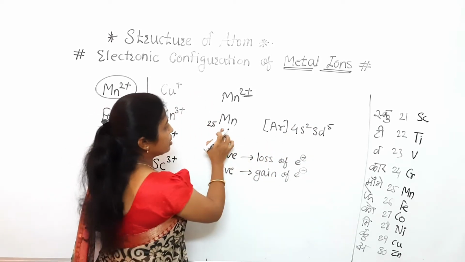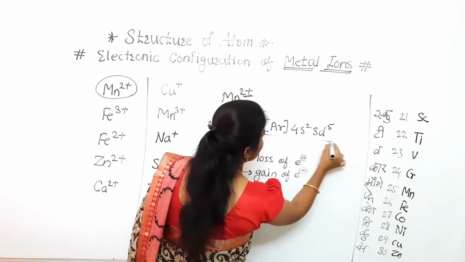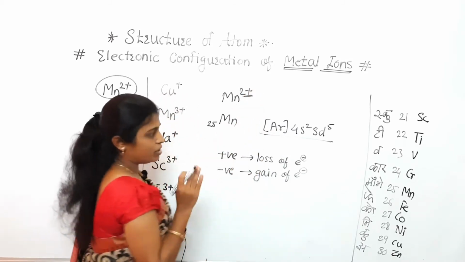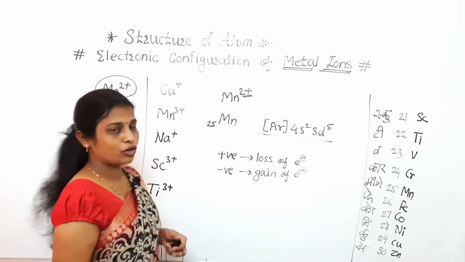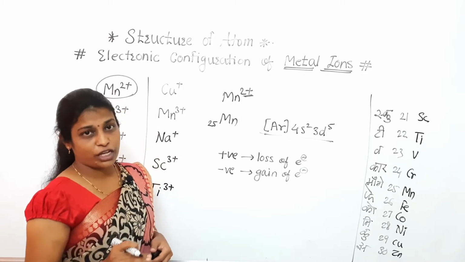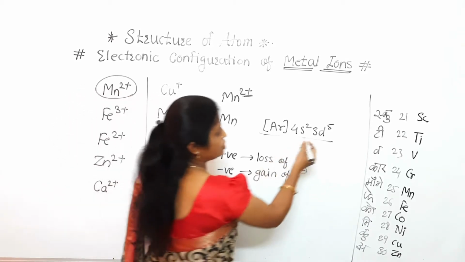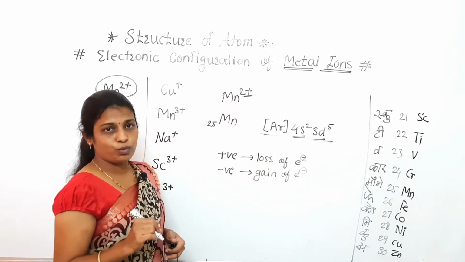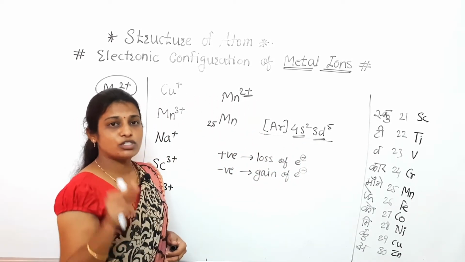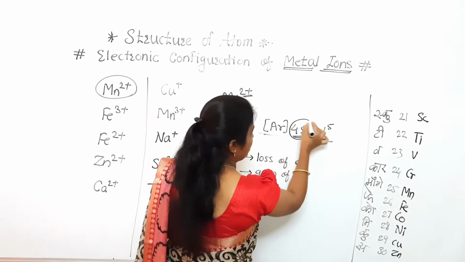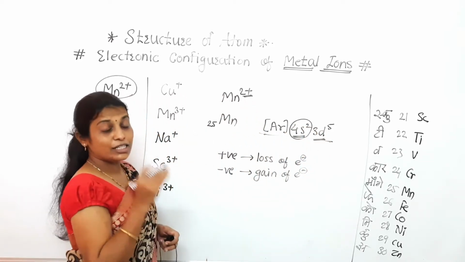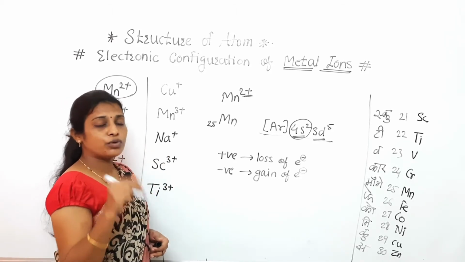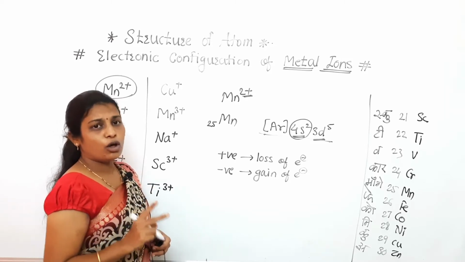Now see, the electronic configuration of Mn is argon 4s2 3d5, but for Mn2+ we have to remove electrons. Which one is the outermost shell? Here it is the third shell and here it is the fourth shell, so firstly we have to remove the electrons from the outermost shell, that is the 4s. How much charge is there? It is positive, so we have to remove electrons, 2 electrons, that is a loss of 2 electrons.